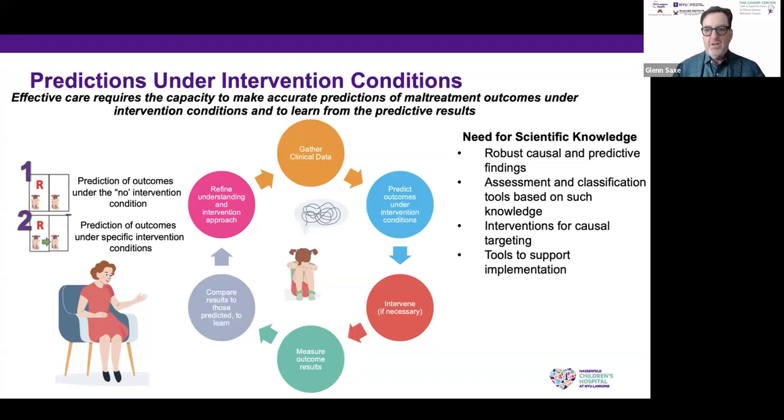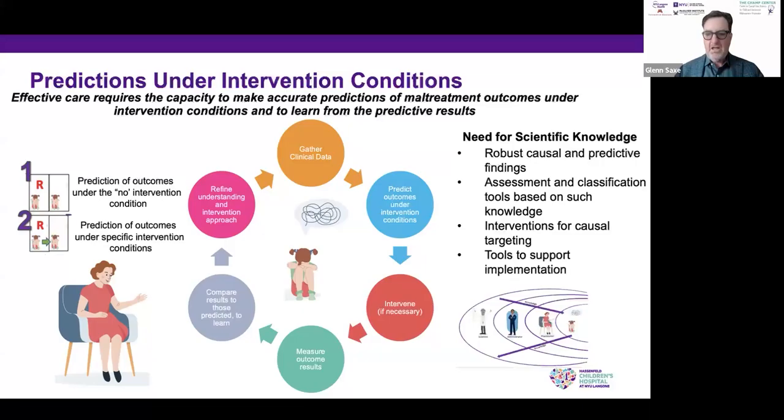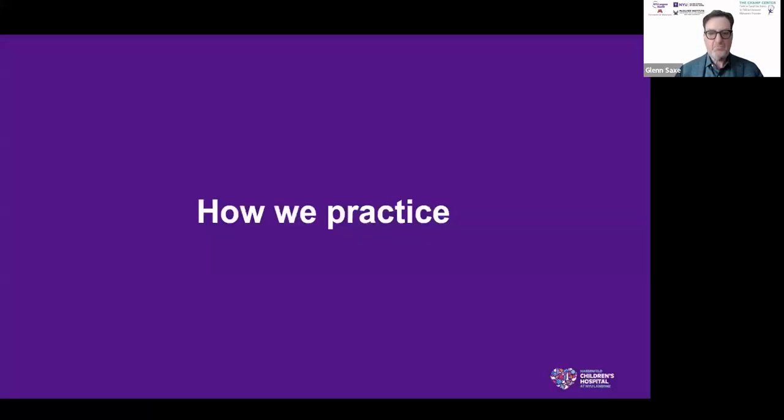It's a prediction. Then we intervene if necessary. Then we look at what happens. We compare results about what happens to what we predicted. And then we refine our understanding and our approach to intervention based on that, especially if there were prediction errors. So this is going to be a central thing that we return to again and again and again. And we have to get everything aligned.